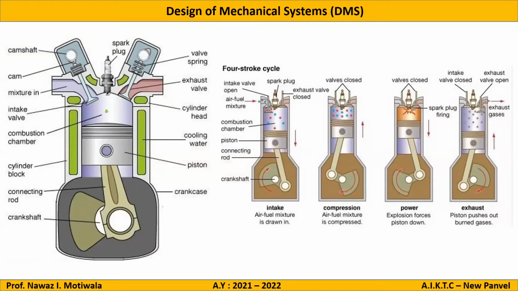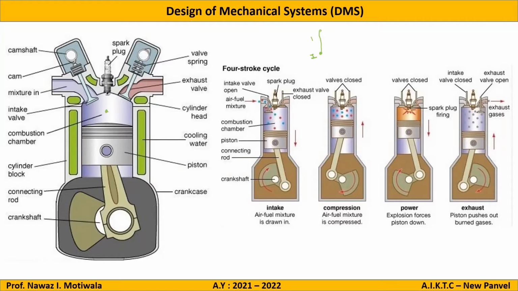Sir, the motion of the piston. Yes, correct. The motion of the piston. Okay, let us say the piston is somewhere here at the initial position. This is the initial position of the piston. So first the piston will move from top to bottom, then from bottom to top. I am just giving a generalized example. So from bottom to top, this will become the first stroke of the engine.